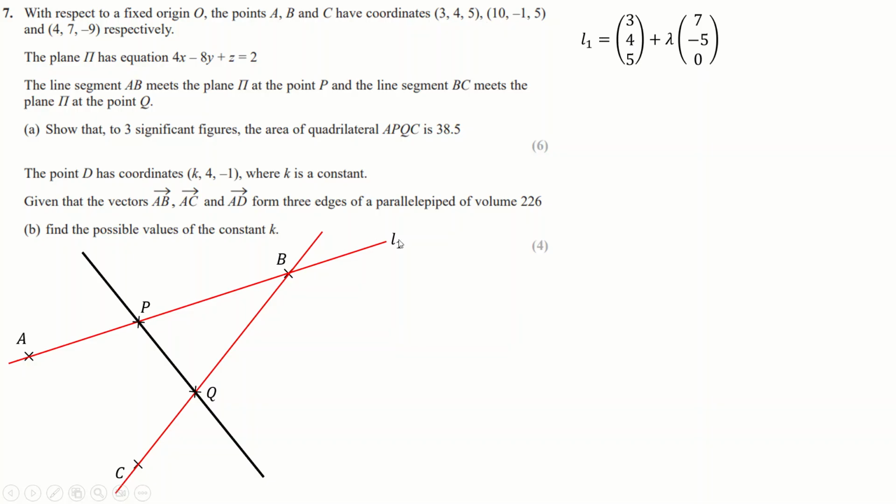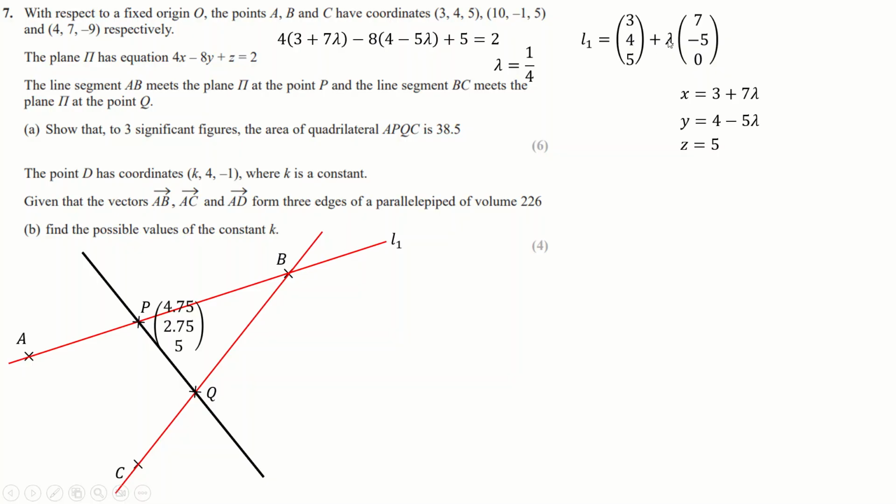So that's L1. And then we can write x equals 3 plus 7 lambda, y equals 4 minus 5 lambda, z just equals 5. And we can substitute those results into here to find the intersection with the plane. And we'll get lambda as a quarter when we do that, which means to find the actual intersection, we can just shove lambda as a quarter into there, and we get this point here. 3 plus 7 over 4, 4 minus 5 over 4, and so on. And we get this here as decimals.